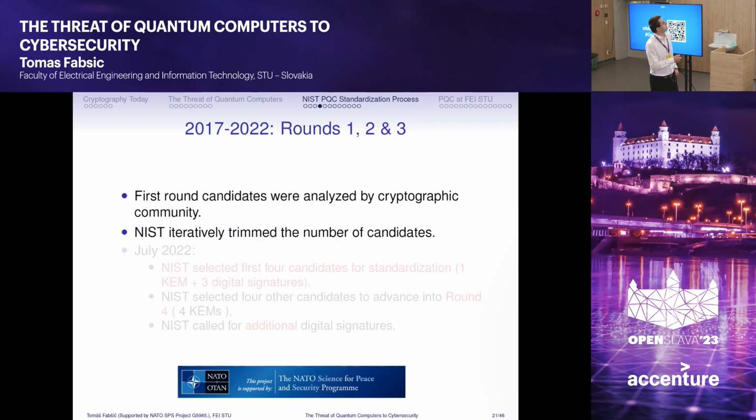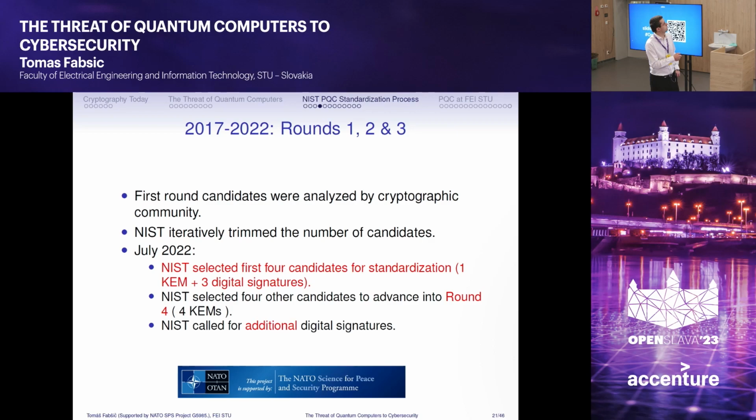This process is actually still ongoing, but it already produced some results. Until 2022, three rounds of the NIST competition have passed, and through these rounds, NIST iteratively reduced the number of candidates. Firstly it was 69, then I believe somewhere around 20, then 15, and in July 2022, NIST announced that they selected the first 4 candidates from those original 69 for standardization. So in July 2022, NIST said that, okay, we're going to prepare standards for 4 post-quantum cryptosystems. I will talk more about them on the next slides.